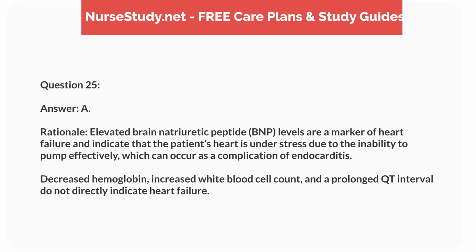Answer A. Rationale: elevated brain natriuretic peptide, BNP, levels are a marker of heart failure and indicate that the patient's heart is under stress due to the inability to pump effectively, which can occur as a complication of endocarditis. Decreased hemoglobin, increased white blood cell count, and a prolonged QT interval do not directly indicate heart failure.